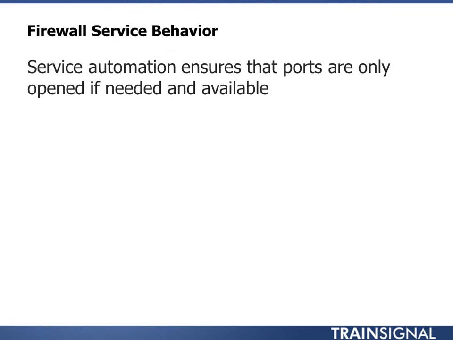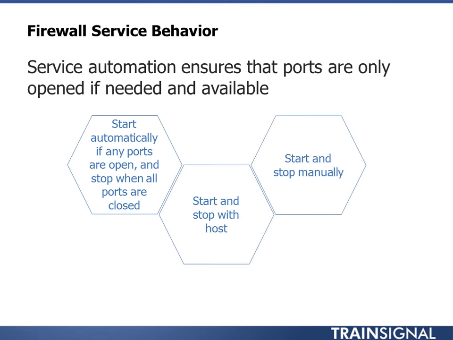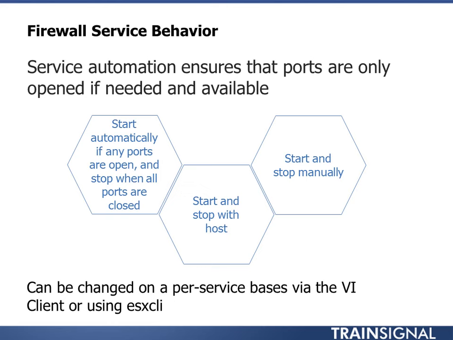Service behavior, I already hit on this when we talked about it earlier, but there's a couple of ways to handle the ports. Start automatically if any ports are open, and stop when they're closed. Start and stop with host, and start and stop manually. We talked about those. So if you get a question that says, hey, create this rule, allow these IPs, and make sure when the host boots that service is allowed, you'd want to start and stop with host. If it says, hey, create this, do this, and make it so that you have to manually enable and disable that port as needed and not needed, that'd be start and stop manually. So those are probably your big ones there. And again, you do those under each of the individual rules. And you can change it on a per service basis. Like I just said, it's on the individual rule.